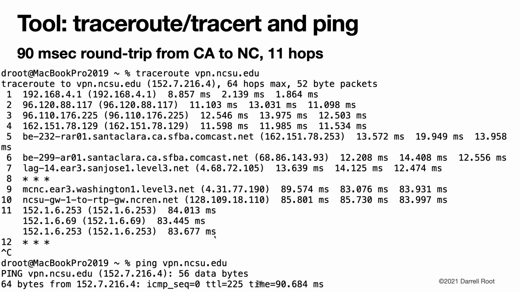The latency, so let's go with 90 milliseconds round trip time. So the latency in one direction is 45 milliseconds. Here's the ping. We do a ping to the actual VPN end host, and you can see it's 90 milliseconds. So that's a typical round trip time for a cross-country connection.